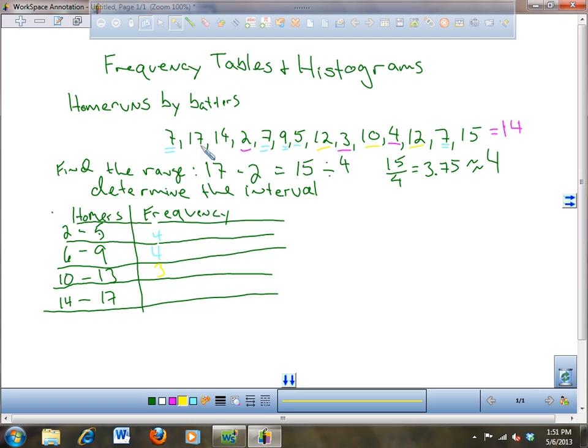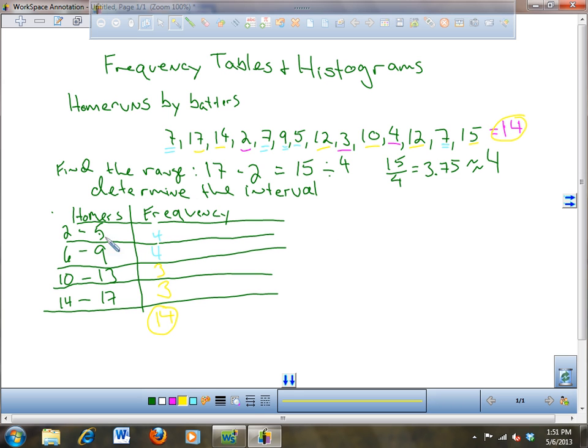Is that 3 as well? Yes. There's 1, 2, 3, right? And just to make sure you did it correctly, how much does this add up to? If I summed them up, I would get 14, which matches this number, so I know I counted all my people there.